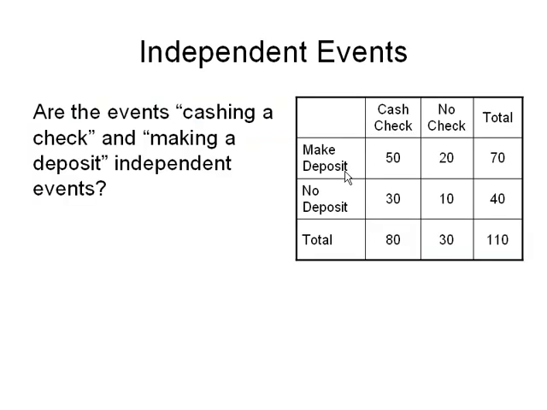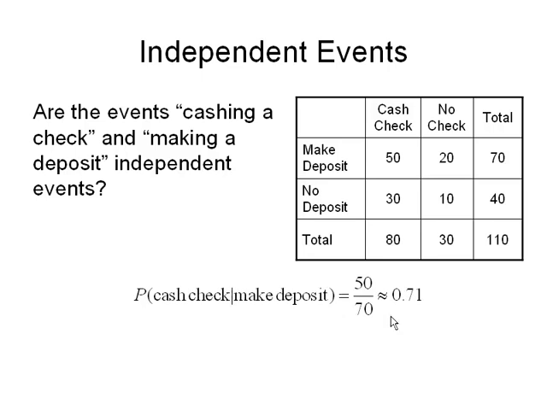So let's take a look at our table that we had before. Are the events cashing a check and making a deposit independent events? So what we need to do is check to see if the probability of cashing a check, given that we made a deposit, is the exact same thing as the probability of cashing a check. And we could also, by the way, switch this around.